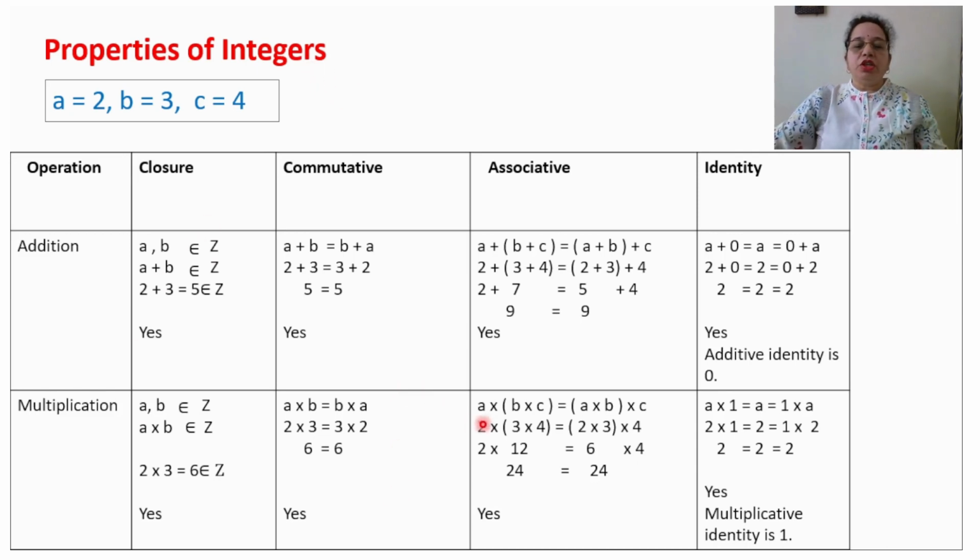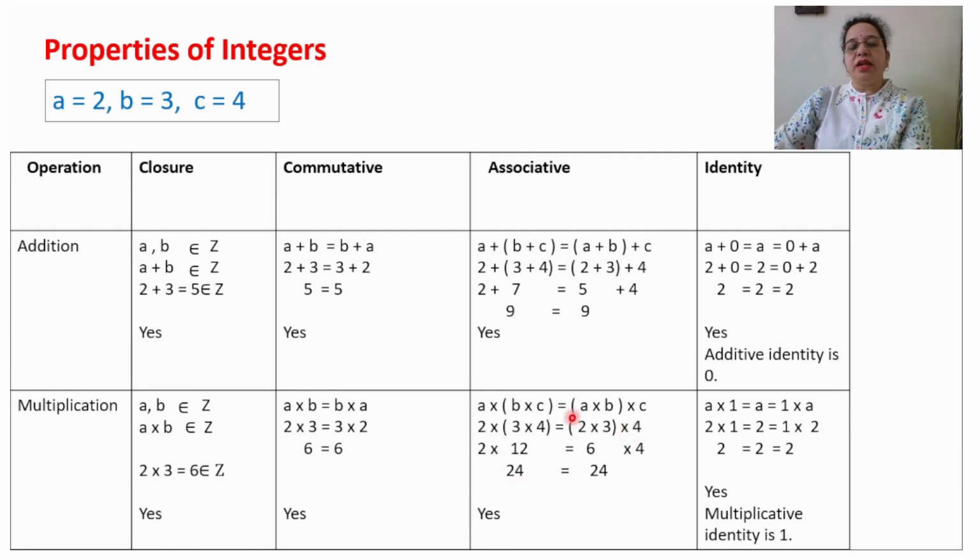Come to the associative property. The same way, just like addition, here b and c are in one bracket. Substitute the values. So 2 multiplied by 3 multiplied by 4, where 3 and 4 are in one bracket. So first we will solve this. 3 4s are 12. 12 multiplied by 2 will give you 24.